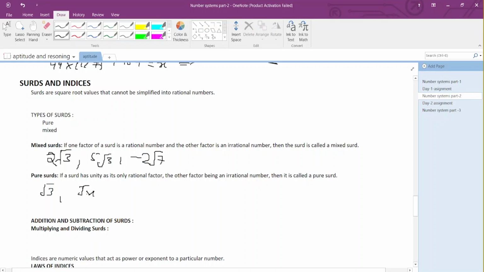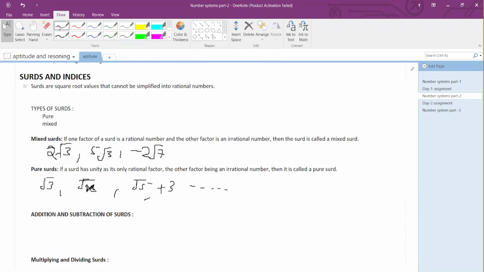And coming to pure surds, if there is a combination like root x, where x may be any value. See, in the mixed surds I just mentioned, 2 is rational and root 3 is irrational. It's like a combination. But in pure surds, it has only an irrational one. Such surds we call pure surds. You can also write combinations like root 5 plus root 3, root 5 plus root 5, root 5 plus root 7, anything we can write. If it has only 1 as a rational factor and the remaining are irrational factors, that kind of combination is called a pure surd.